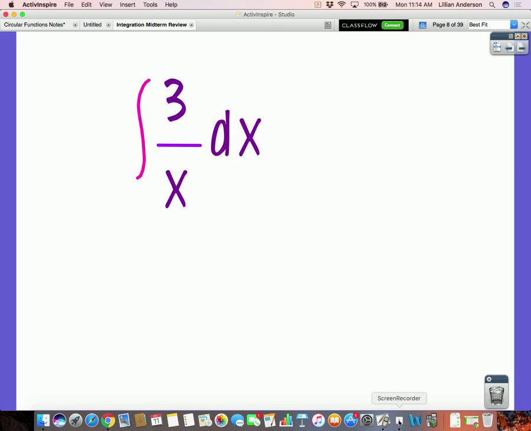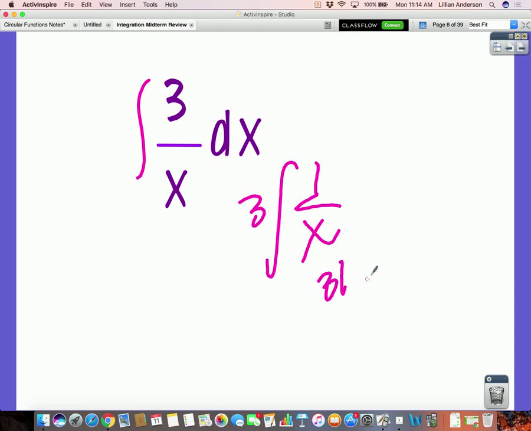And hold it up in 3, 2, 1, and we got 3 ln of x plus c. Yes, because you can pull out the constant and you just have 1 over x, and then that's just 3 ln of x plus c. Okay, clear your boards. Here's the next one.